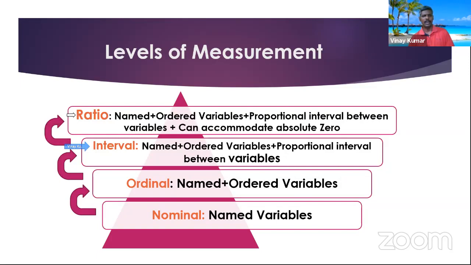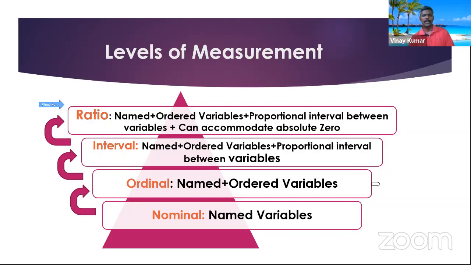And then finally, you have the ratio scale, which has all the properties of measurement: naming the variable, ordering the variables, proportionating the variables, knowing the difference between the variables, and we can also accommodate an absolute zero in the ratio scale. So the nominal scale is the least preferred scale because it has very little utility, whereas the ratio scale is a highly preferred scale because it has all the measurement properties.